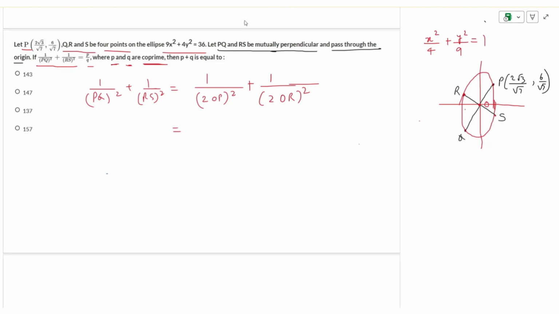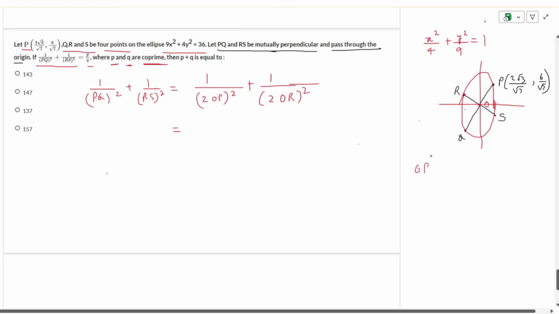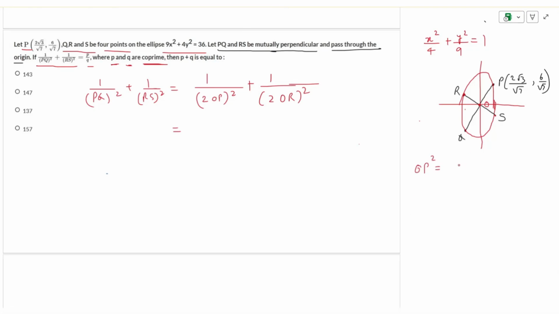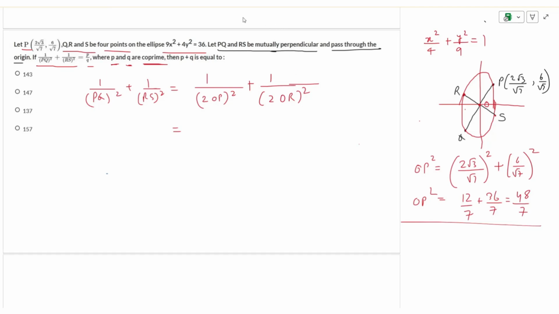Now tell me, can you get OP square? What is my OP square? Distance of P from the origin, square of that. So I'm going to write 2 root 3 upon root 7 minus 0 whole square plus 6 upon root 7 minus 0 whole square. Now what is this? Let's see. 12 over 7 plus 36 over 7, that is 48 over 7. I already got my OP square value. What is the next thing?